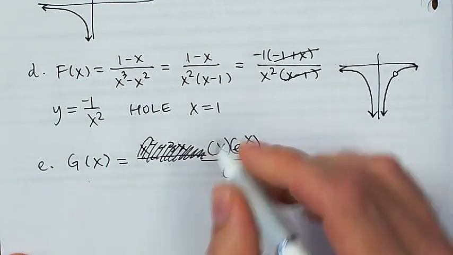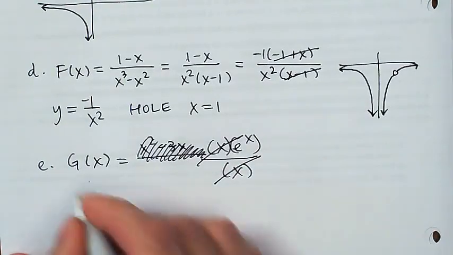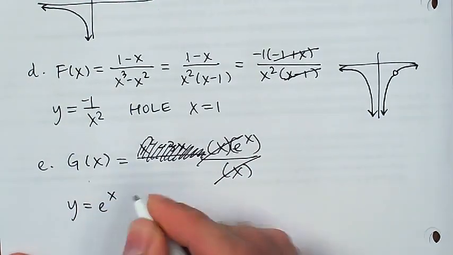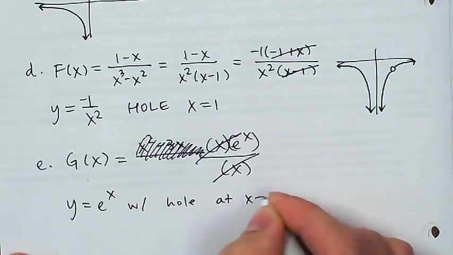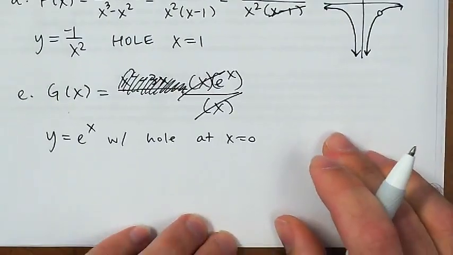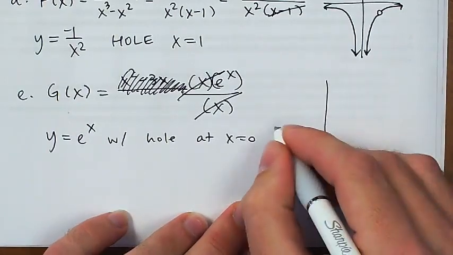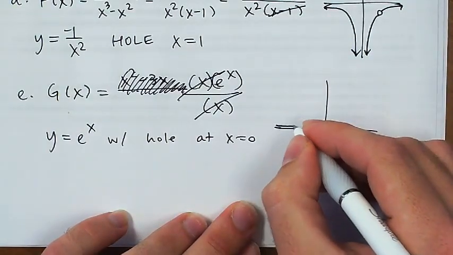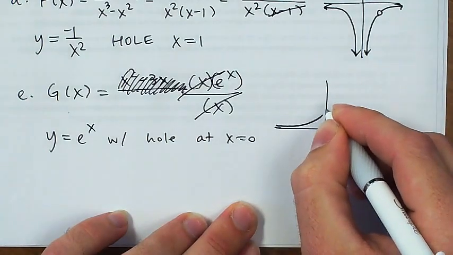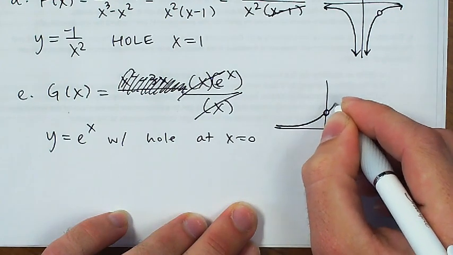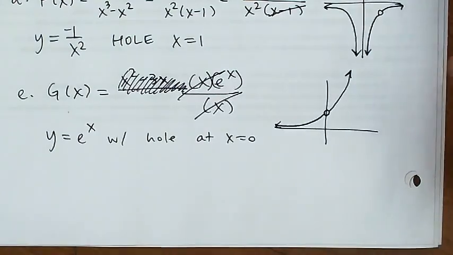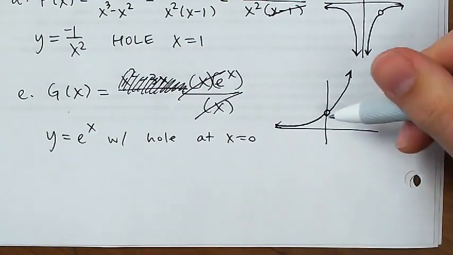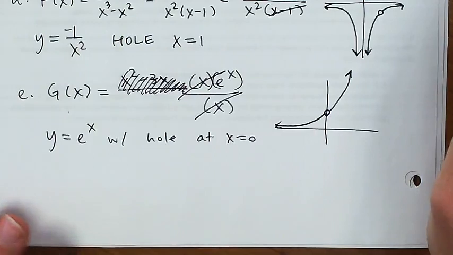Okay. What's the same on both? That's x. So this is like the graph of y equals e to the x with a hole at x equals 0. Okay. We know what y equals e to the x looks like. It's pretty standard exponential growth. But the hole at x equals 0. Okay, so I'm just going to draw an exponential growth curve that has a hole in the graph at x equals 0. What else can you do?